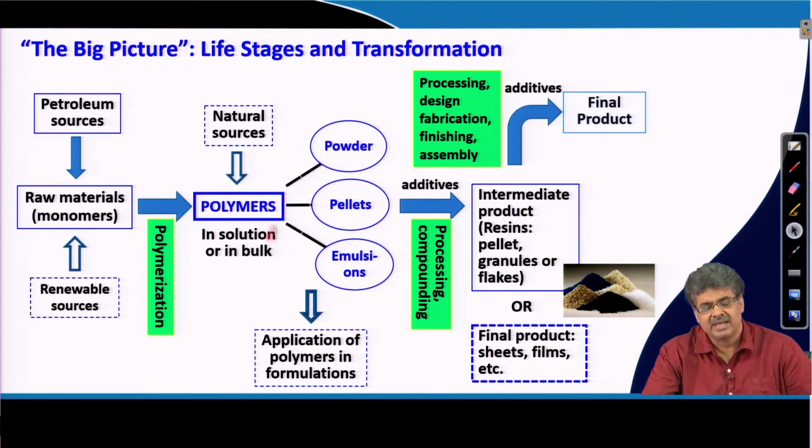A company like Bayer synthesizes polycarbonate and sometimes sells the powder, or sometimes they add different types of additives to make different grades of polycarbonate and then sell in the market. And there are other companies which buy from Bayer and further process it to make the final product which goes into the final application.